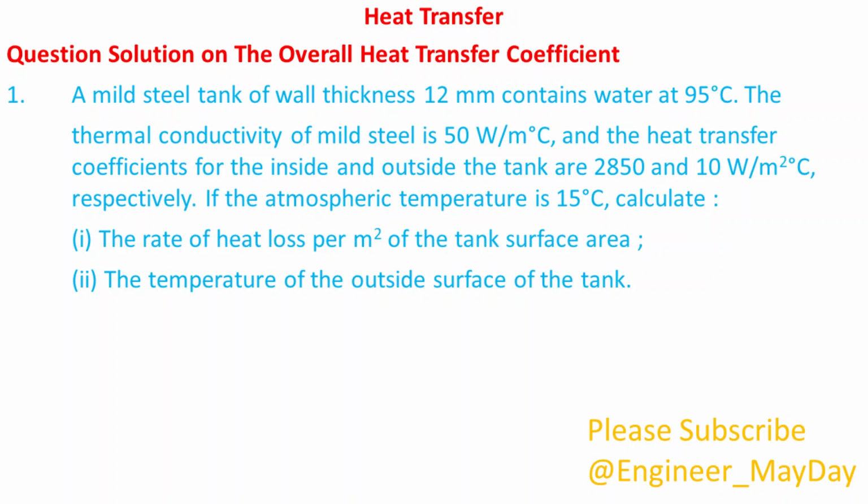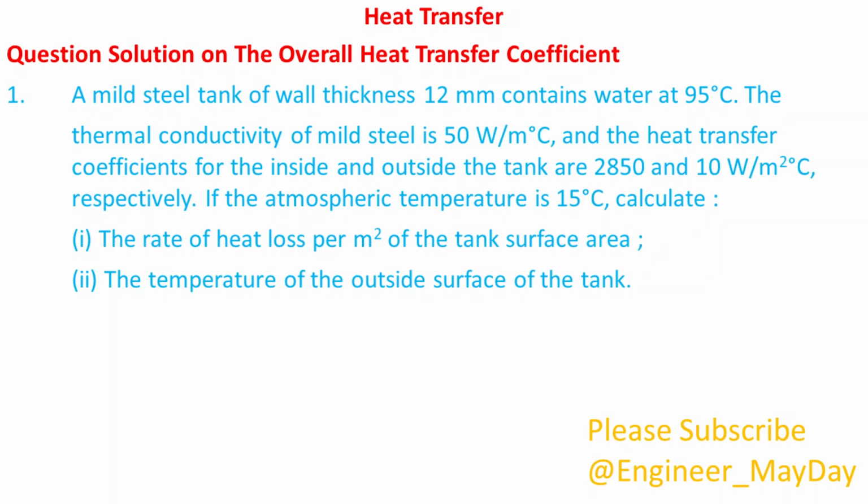Today I will take you through the overall heat transfer coefficient. Let's tackle this question. A mild steel tank of wall thickness 12 mm contains water at 95 degrees Celsius. The thermal conductivity of mild steel is 50 watts per meter per degree Celsius, and the heat transfer coefficients for the inside and outside of the tank are 2,850 and 10 watts per square meter per degree Celsius, respectively.